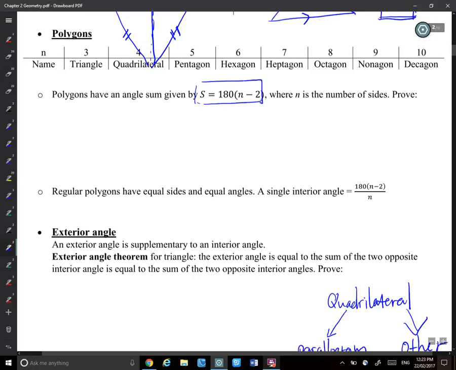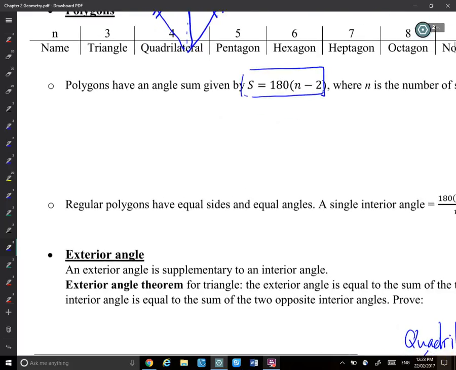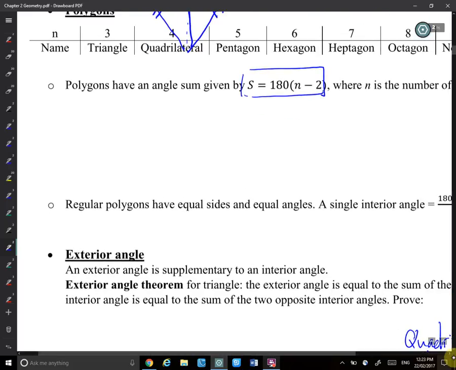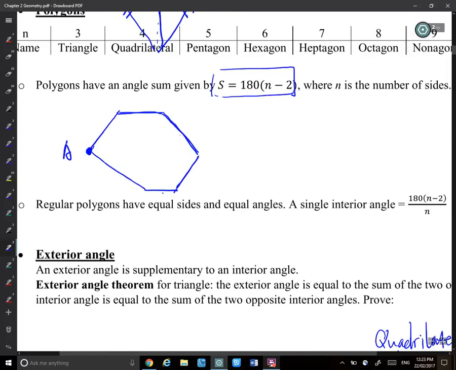I want to prove this, and I'll give an example. Let's say we have this shape. How many sides does it have? 1, 2, 3, 4, 5, 6. It's a hexagon. Let's say we choose a point A here.